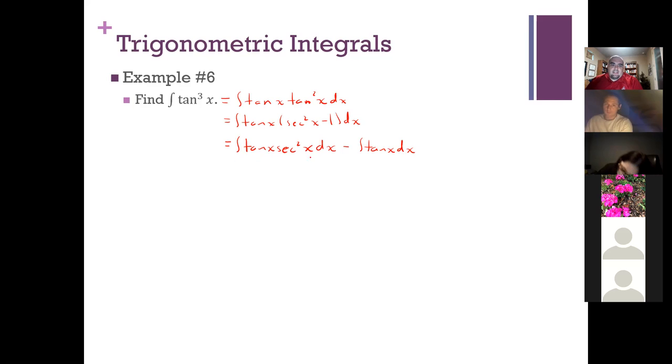So let's think about it. Is this left-hand integral something we can handle? I'll go ahead and spoil it for you. Both of these are doable. Those first two steps were great. So how do I integrate tangent x times secant squared of x? You could just split it into sec x becomes u and du.